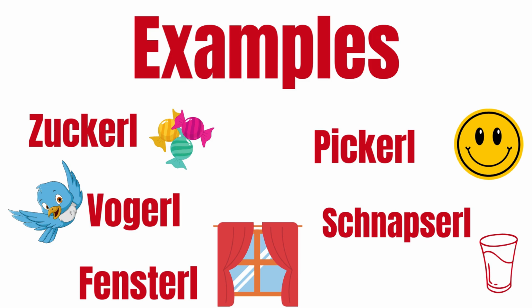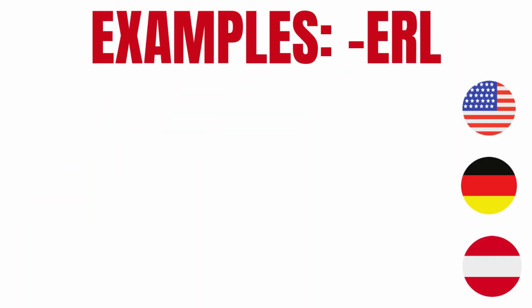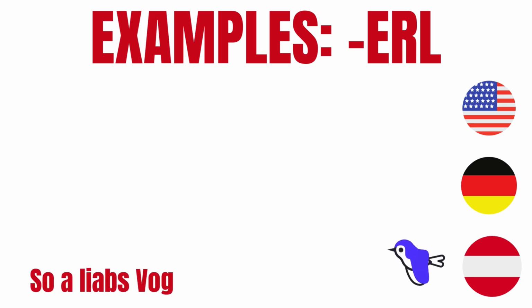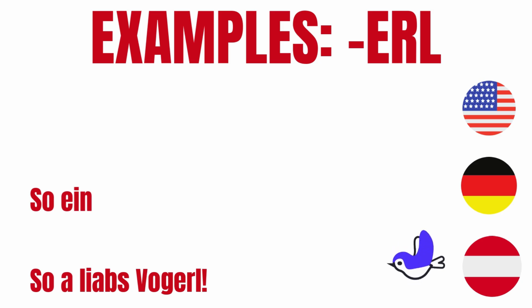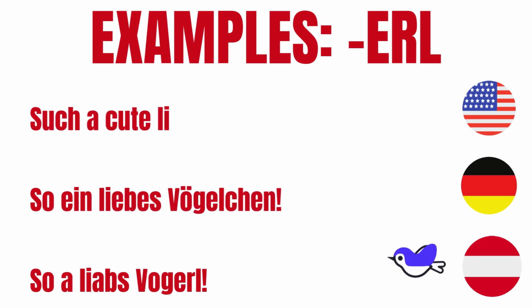Additionally, we can check out some sentences in which the ERL sound occurs. We start with Austrian German, Standard German, and then we translate it into English. The first example: So ein liebes Vogerl. So ein liebes Vögelchen. Such a cute little bird.